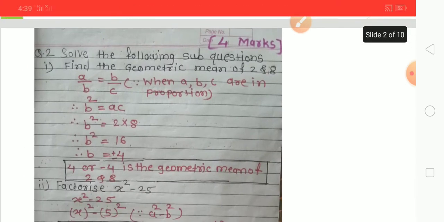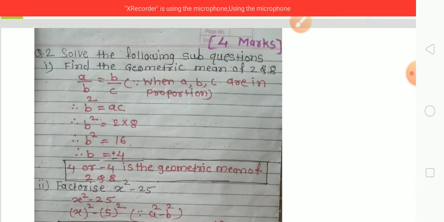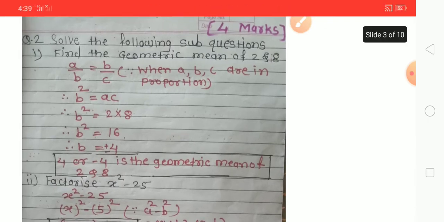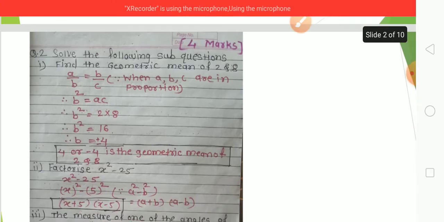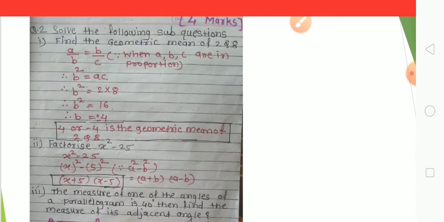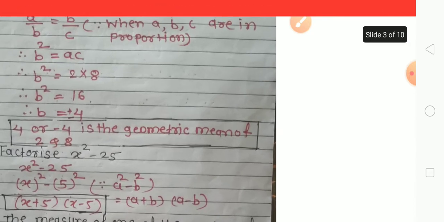Then the next, the second question: solve the following sub-questions. Find the quadratic geometric mean of 2 and 8. See here, the formula: when the numbers a, b, c are in proportion, a upon b is equal to b upon c, then b square is equal to ac, by cross multiplication. So b square is equal to 2 into 8, where the value of a is 2 and the value of c is 8. 2 times 8 is 16. Taking the square root of both sides, b is equal to 4.